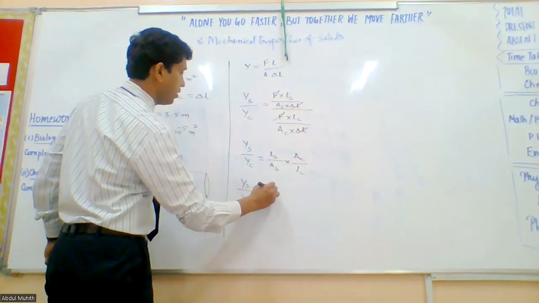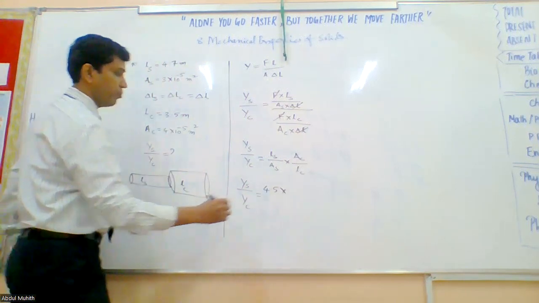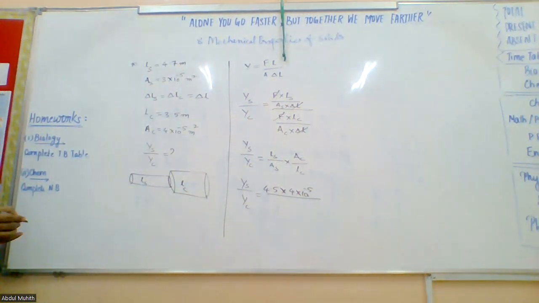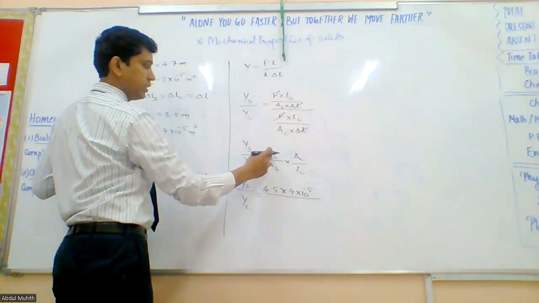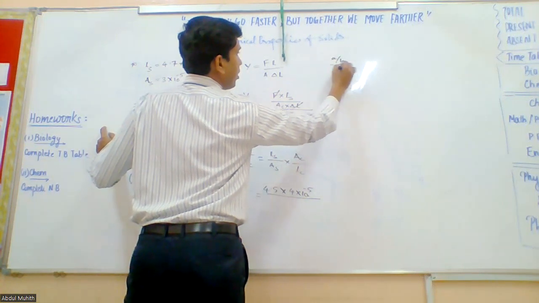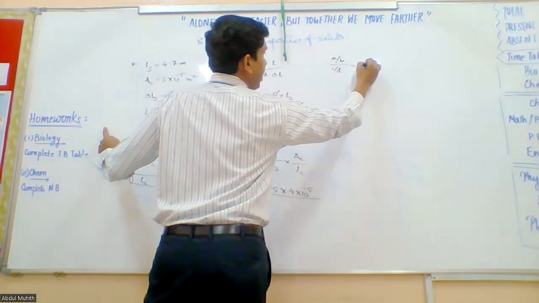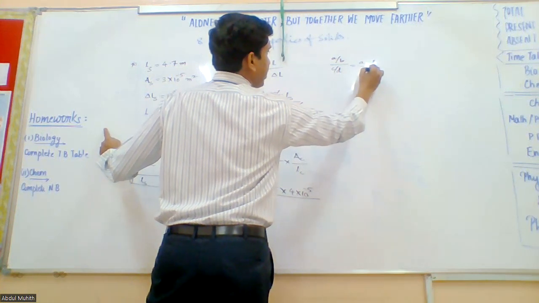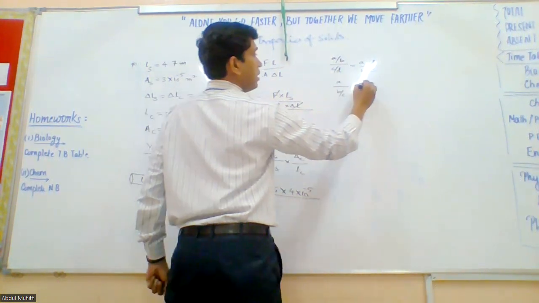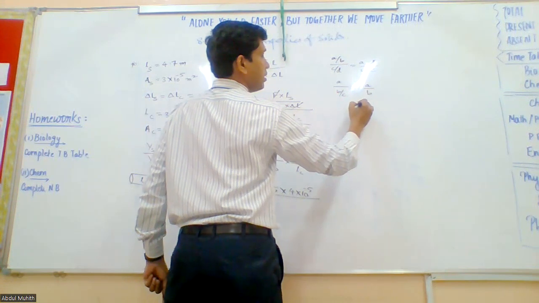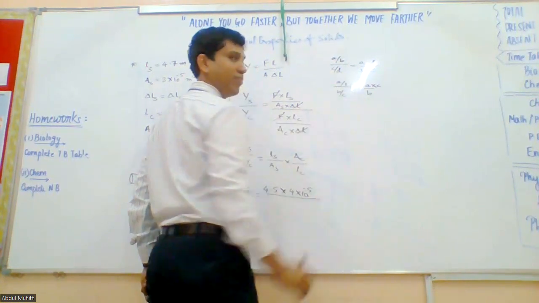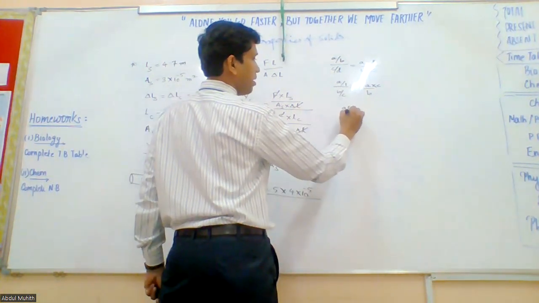Now YS by YC equal to LS. Length of steel is 4.5. Area of copper is 4 into 10 to the power of -5. See, A by B divided by C by D is A into D by B into C, right? If it is A by B by C, what will be the answer? A into C by B? Because we are taking it as one.